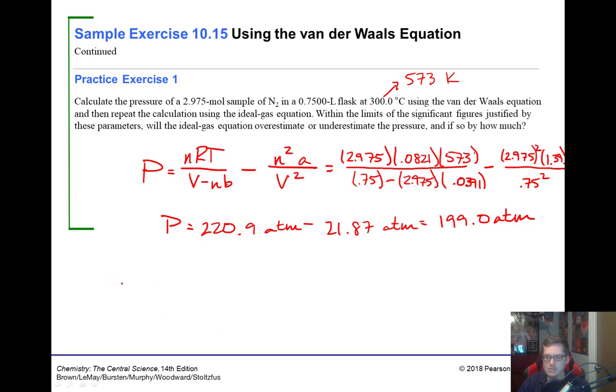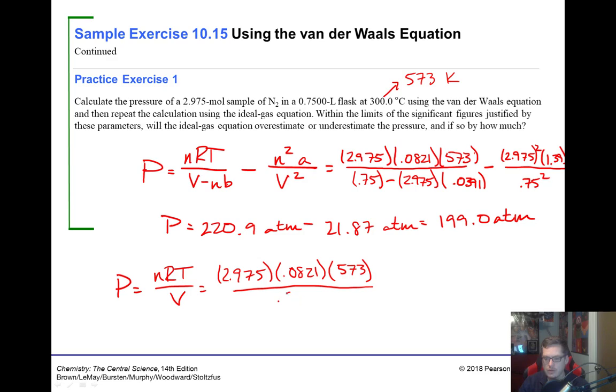Anyway, it wants us to do it as well with the ideal gas equation and compare them. Well, this is easy compared to that, because PV equals nRT, so it's just nRT over V. Our moles was 2.975 times our R value, 0.0821, times our temperature, 573, divided by our volume, 0.75. We get 186.7 atmospheres. So notice that the ideal gas equation will underestimate what it should be by about 12.2, 12.3 atmospheres.